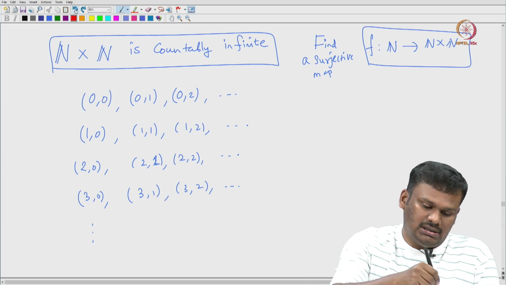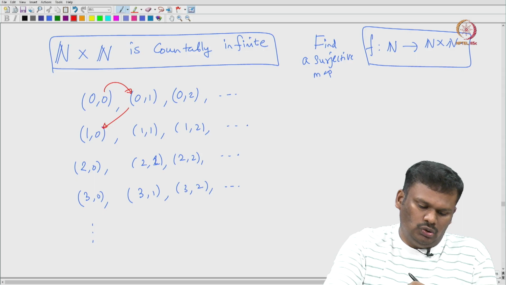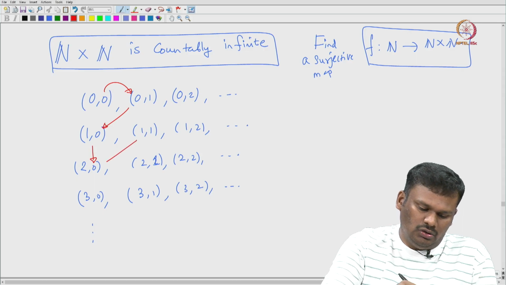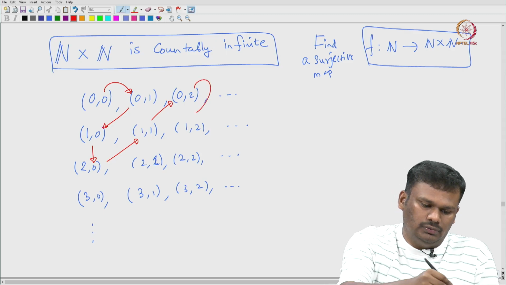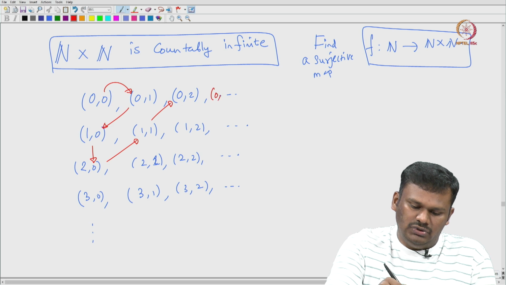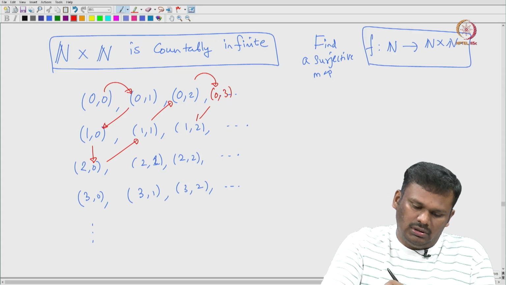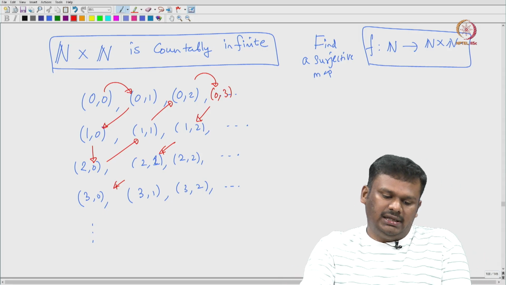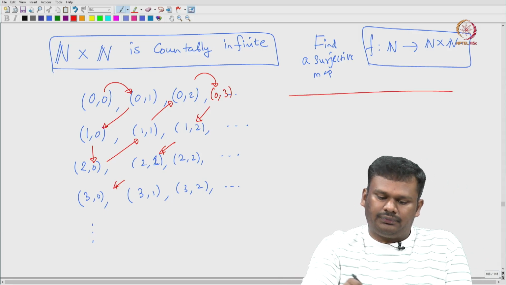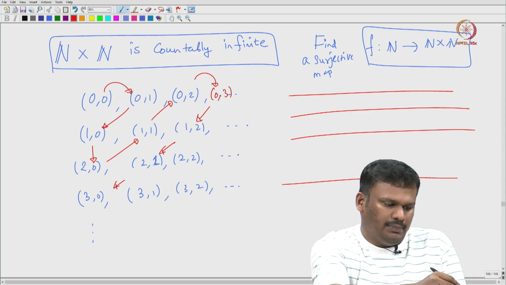So, you just take this diagonal path. You start here and then move to 0 1 and then come back to 1 0, then go to 2 0 and then go to 1 1, then go to 0 2, and then here you have 0 3. So, you go to 0 3 and then you go like this and so on. Okay. So, now it is clear what the pattern is. So, basically these numbers are written, and you are taking the path like this.